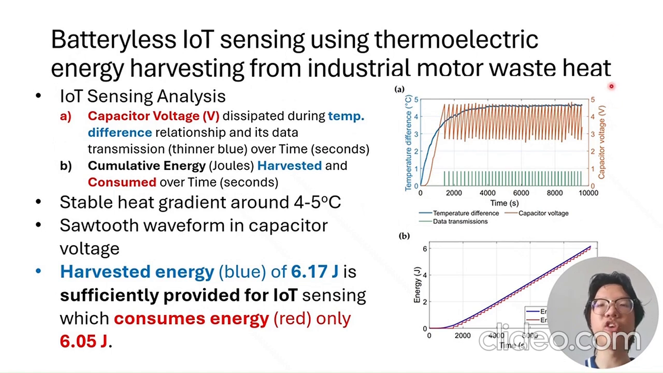The capacitor voltage behaves as a sawtooth graph due to the change between sleep and recharge modes after the data is completely transmitted, as you can see from the data transmission pattern below. So the final outcome is that the harvested energy of 6.17 joules is sufficient for IoT sensing, which consumes only 6.05 joules.